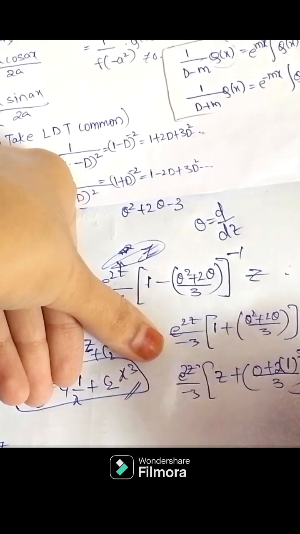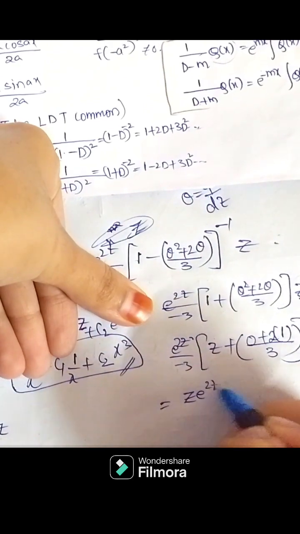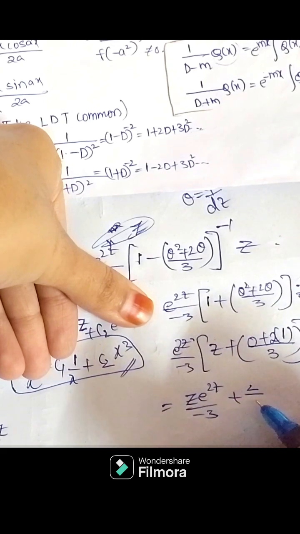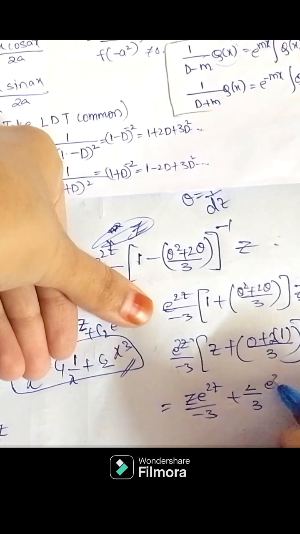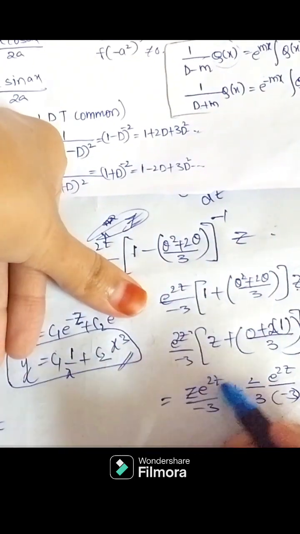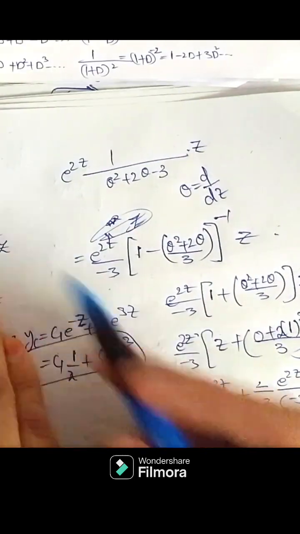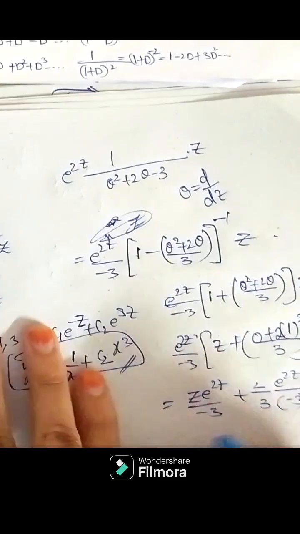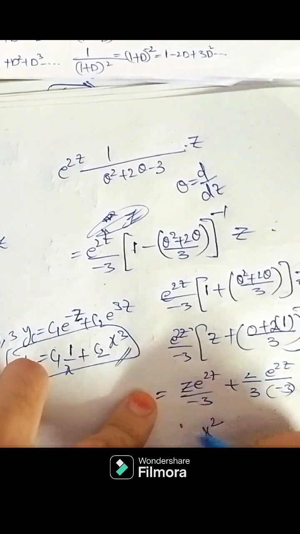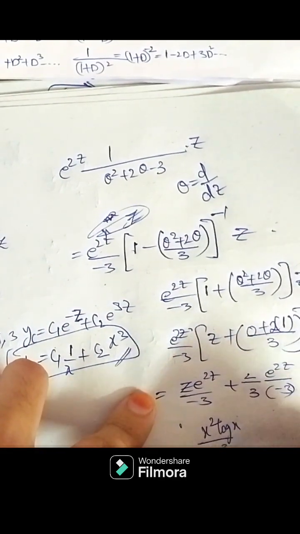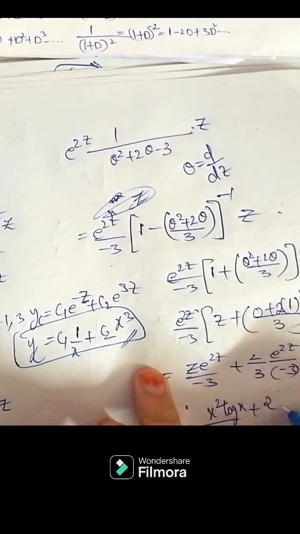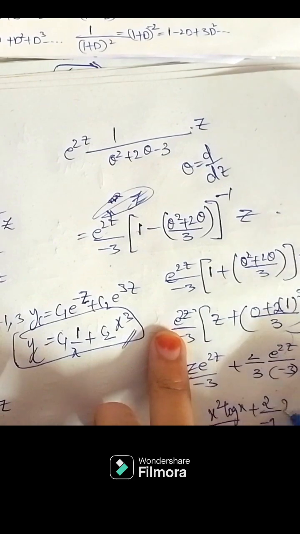Understood? So z e power 2z by minus 3 and 2 by 3 e power 2z by minus 3. So finally we have to substitute. So what is e power 2z? First we wrote, it is x square. So put x square, and in place of z it is log x. So x square log x by minus 3 and 2 by minus 9, e power 2z means x square.